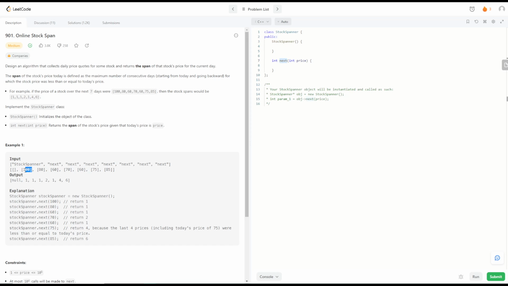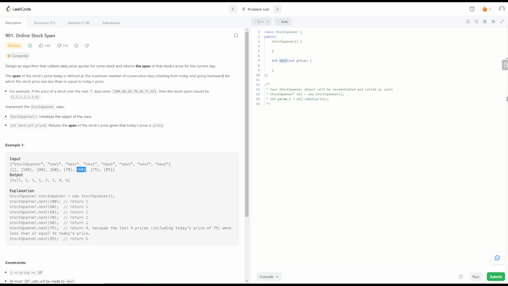Let's say I start from here, 100. There is no element less than or equal to 100 before it. That's just the starting, so I just put 1. Same thing for 80. When I look back, there is no element less than or equal to 80. The last one was 100, so I just put 1. That's just 1 day. 60, same thing. But when I get to 70, if I look back, I can take in 60, but I cannot take in 80 anymore. So if I look back from 70, I just see two numbers, two consecutive days that have a value equal or less than 70.